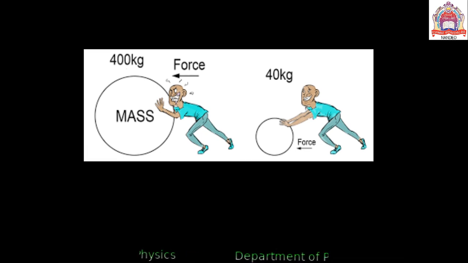A person is pushing a mass of 400 kg by applying force. Some trouble will be produced, but the same person is pushing or applying the force on 40 kg. There is an easier way to apply the force.